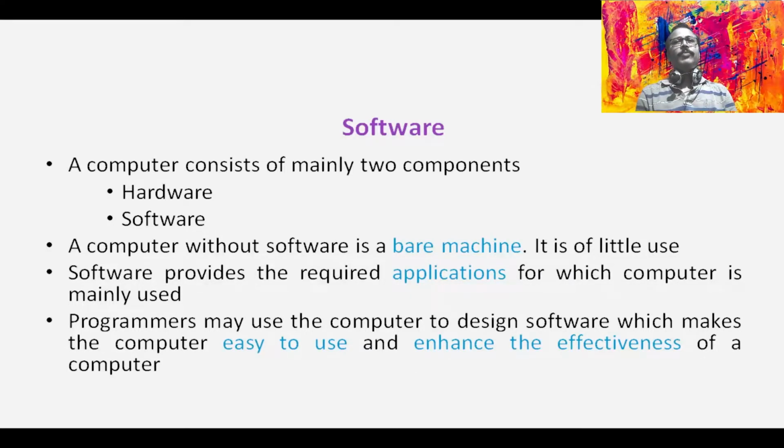A computer consists of two things: hardware and software. Hardware is a bare machine. There is no intelligence in it. What makes it work efficiently and effectively is the software. Software is one which controls the hardware. Without software, hardware is of little use. I don't say hardware is useless, but without software, it is of little use.